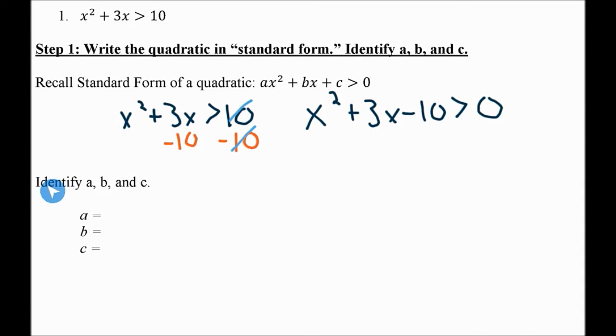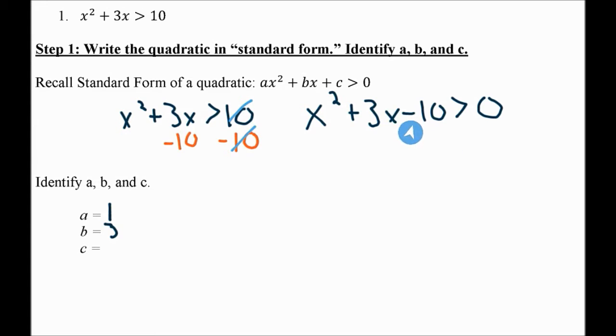Now the next step is to identify my a, b, and c. What do you think? What are a, b, and c? Hopefully you were able to see that a is the coefficient of the squared variable term. So I look here, here's my squared variable term. What number is in front of that? In this case, it's a 1. And I do the same for my x. My b is the number in front of my x. So I find my x, there it is, and I look at the number in front of it. It's a 3, so I write 3 here.